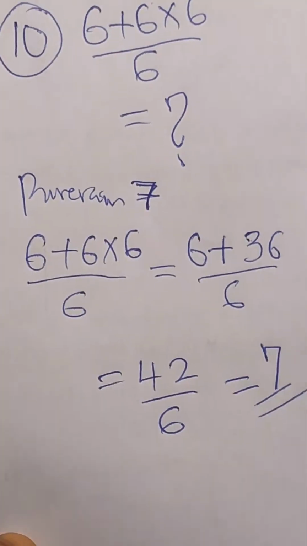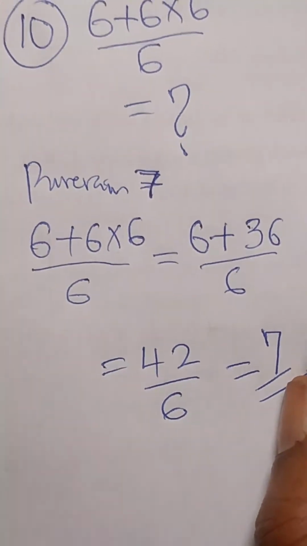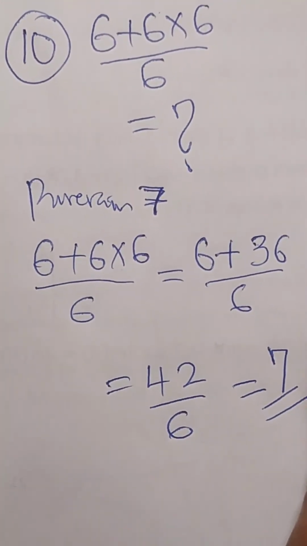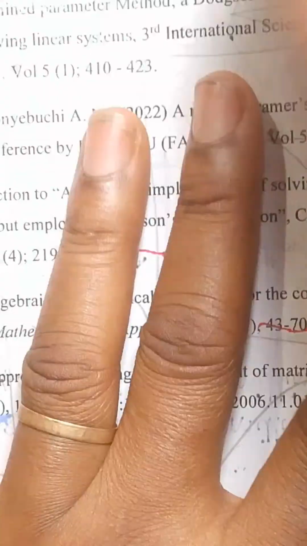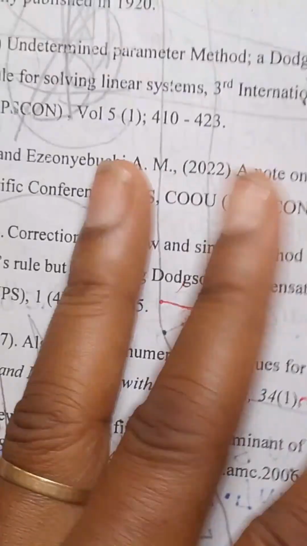So Pure Rain and Abiodun are correct. Abiodun said 7, Pure Rain said 7. Thank you too for solving. So they are both correct. The answer is 7. All right. So go to question number 11.